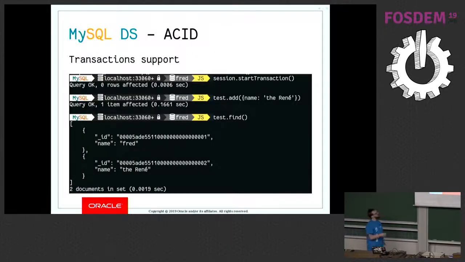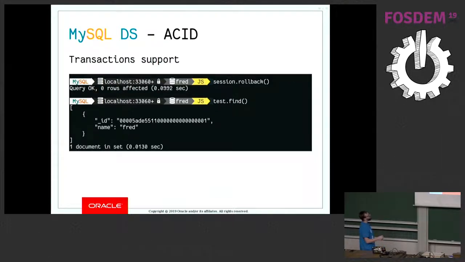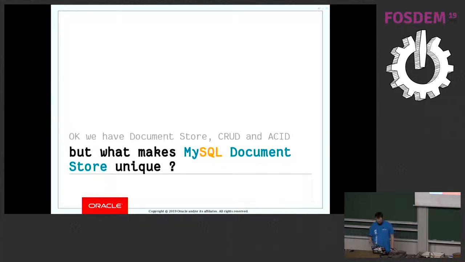More, so this is transaction support. We often say, oh, I don't use transactions when I do document store, but it's possible. So we just do start transaction, we add what we want, then we can see it, and after that we can roll back, check again, it's gone because we haven't committed the transaction. So it's possible to play with a transaction inside a document store.